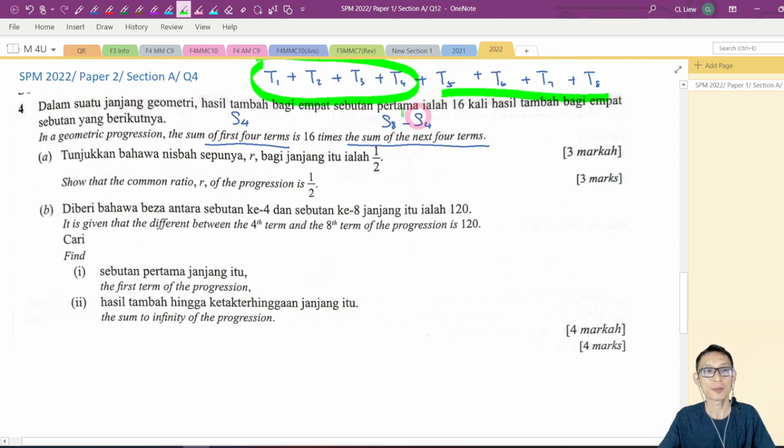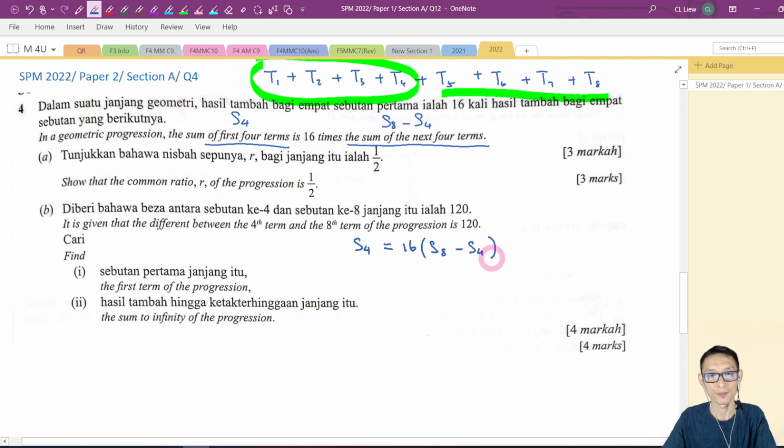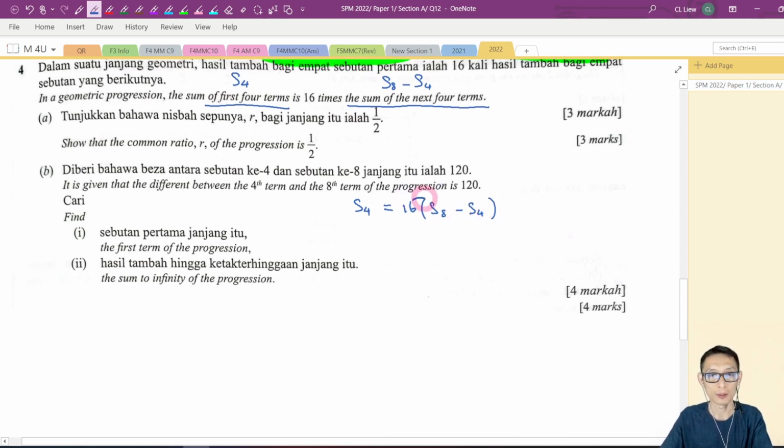So now I'm going to form an equation using the given information here. So the sum of the first 4 terms is 16 times of this. Okay, so what I'm going to do, I'm going to do expansion. S4 is equal to 16 times S8. If you worry that you are confused, you can put a parenthesis over here. Minus 16 times S4. Okay, so I'm going to bring this over here. S4 plus 16 times S4.